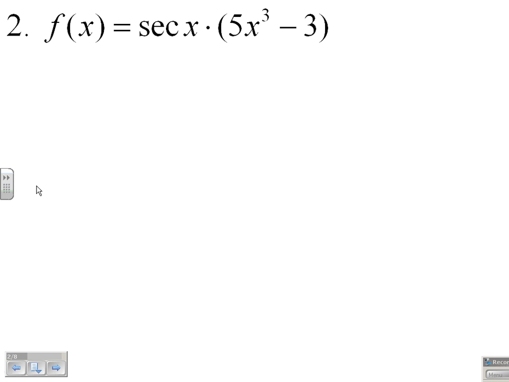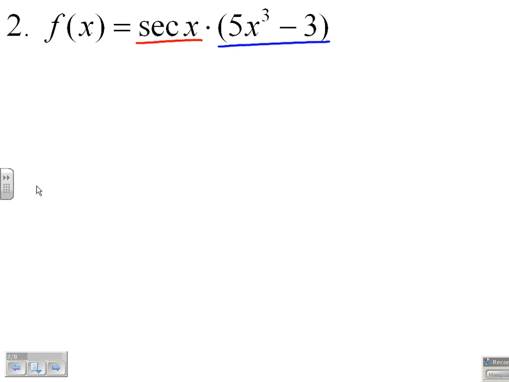Okay, let's take a look at this guy. And in this case, I have a function of x times another function of x. And it'd be wonderful if we could just take the derivative of every little thing here. But we can't do that. When we have a function of x times a function of x, we have to use our product rule.